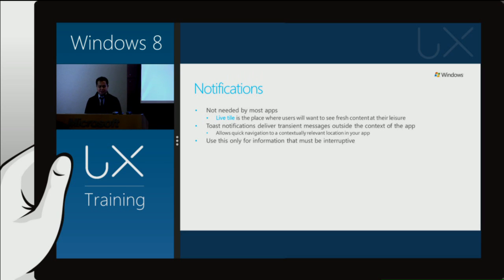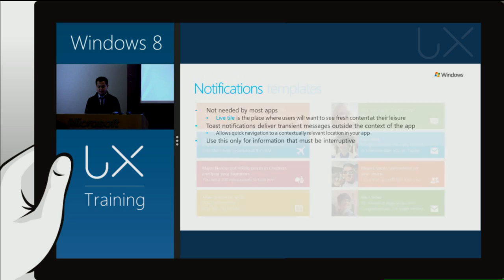Toast notifications deliver transient messages outside of the context of the app. And when you tap or click on it, it allows for quick navigation into that notification. This should always be opt-in. Allow the user to select what types of toast notifications they want to receive, and don't expect that by default they want to receive your notifications.